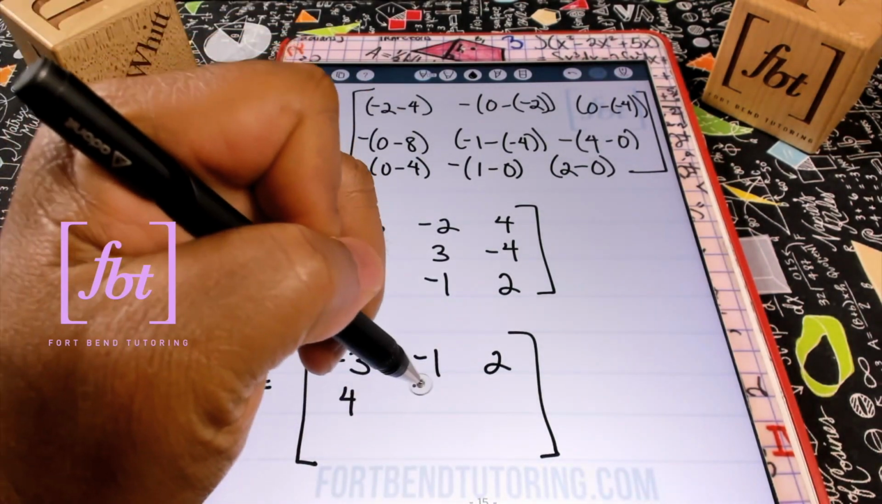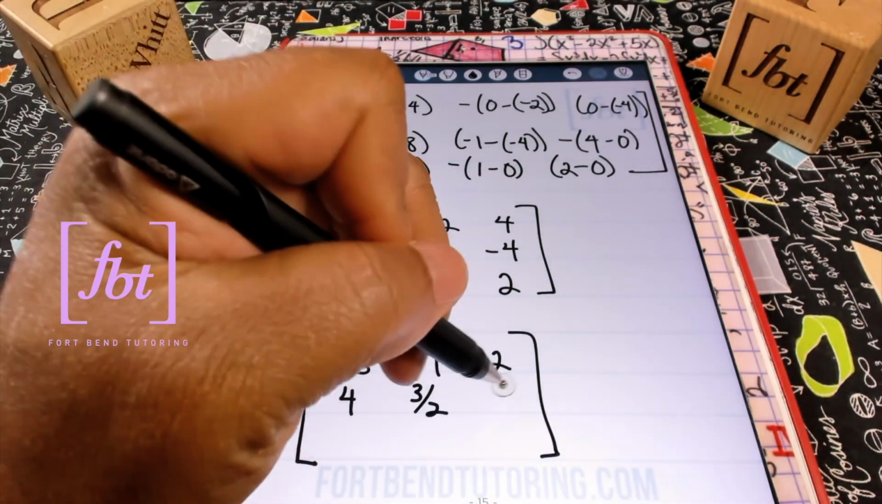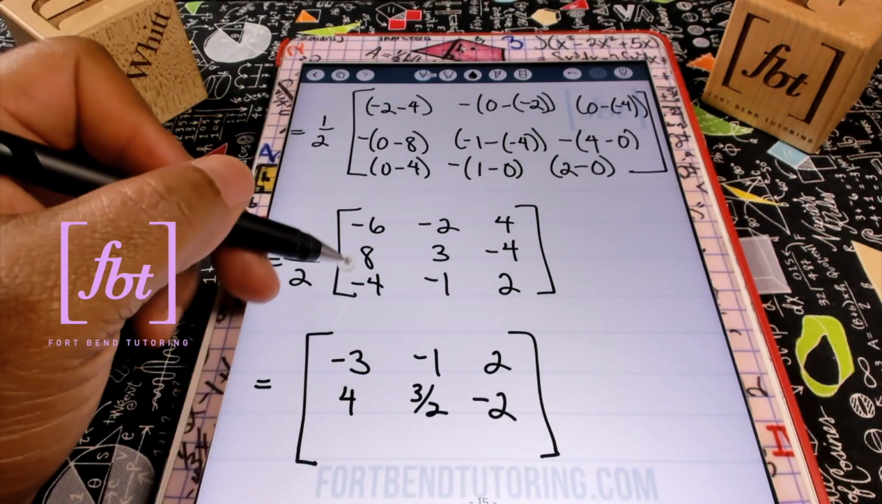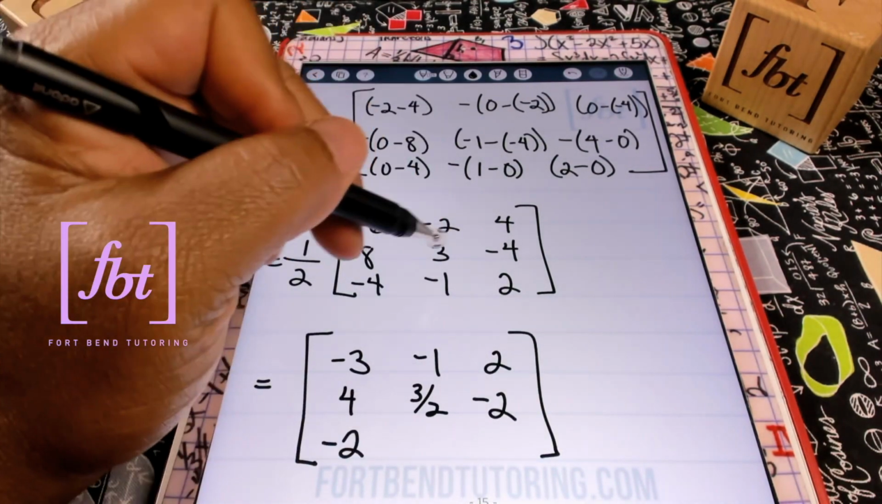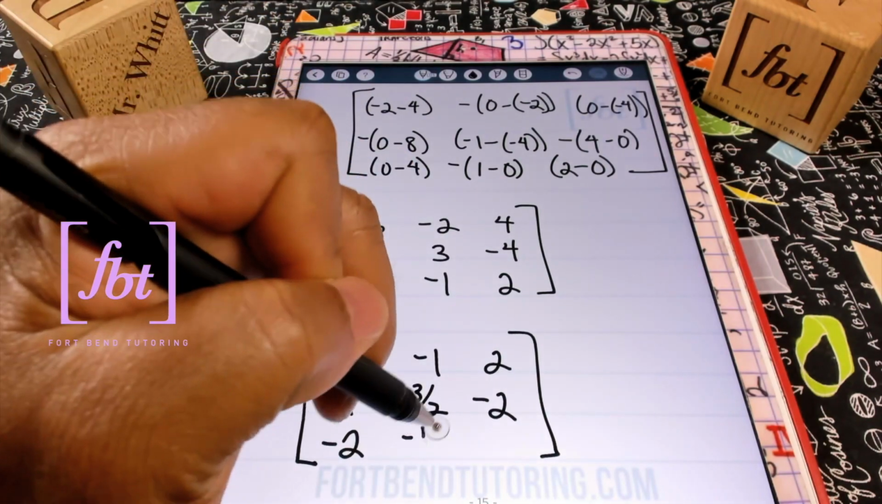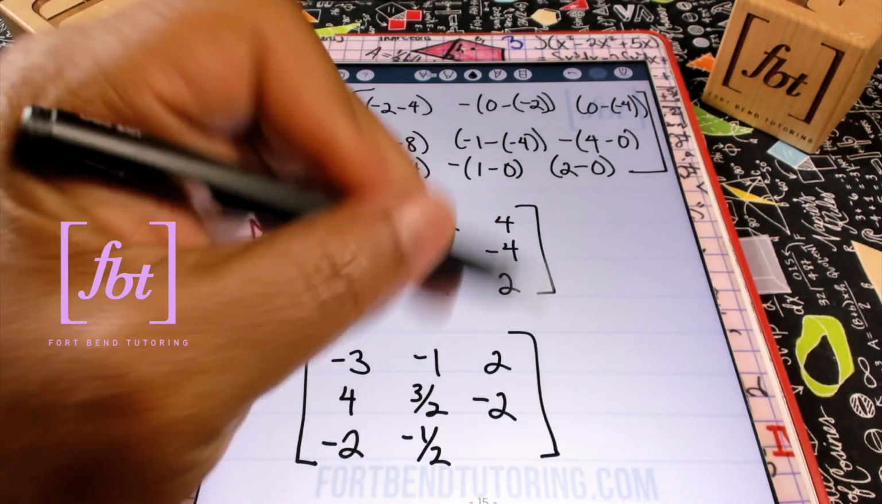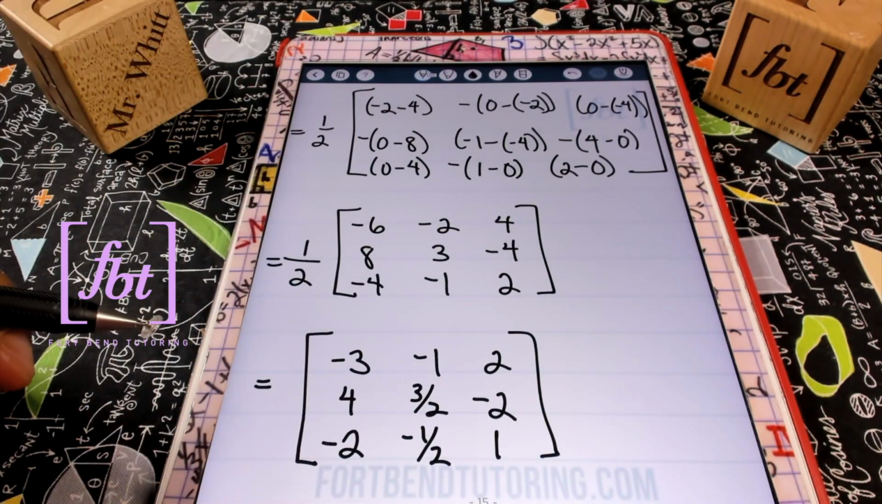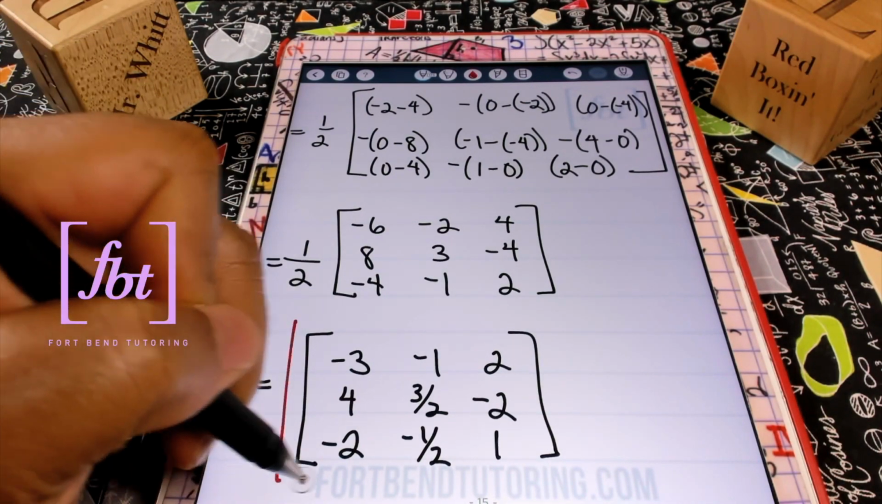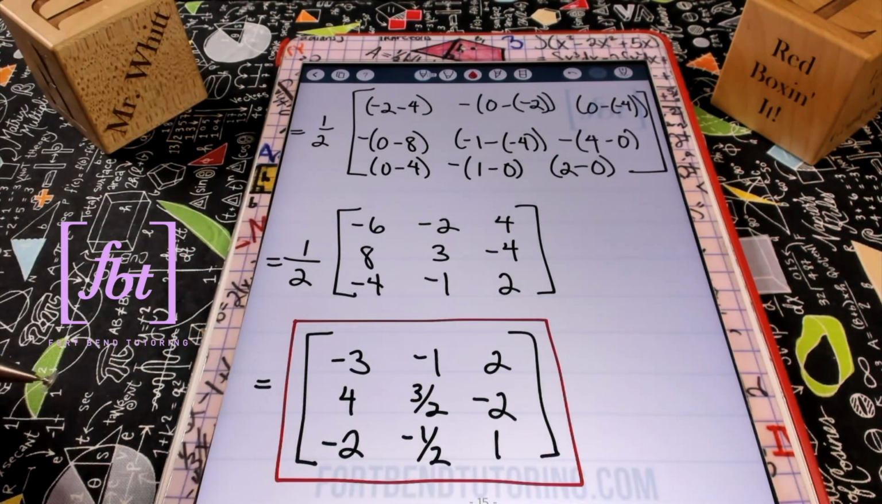Half of 3 is 3/2, half of -4 is -2, half of -4 is -2, half of -1 is -1/2, and half of 2 gives us 1 as our final result. Red, box it. Just like that, people. So that was finding the inverse matrix using the formula that we had on the previous pages.